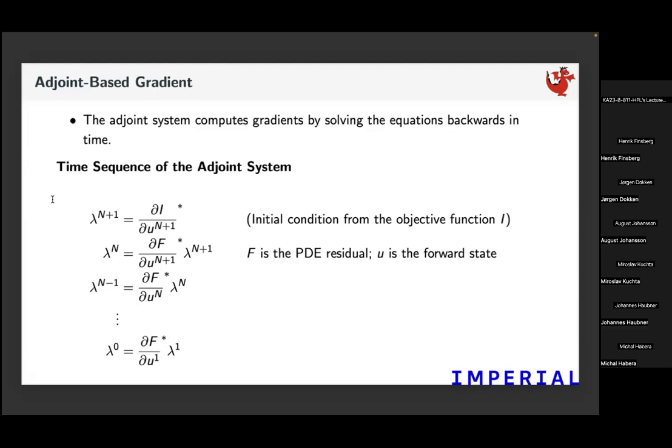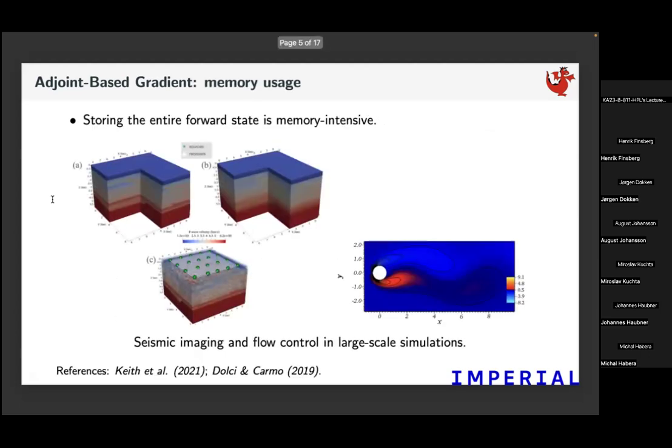And I have this kind of structure here. So I start the adjoint at the last step of the forward solver, and then I have to compute the derivatives, which means I have to save data. That can be very expensive for large simulations, for instance, seismic imaging or flow control. I have large-scale simulations with a large number of time steps to solve. That's memory expensive.